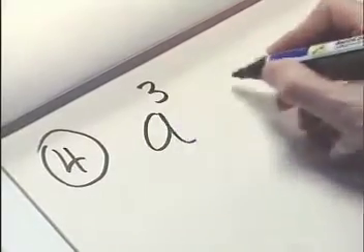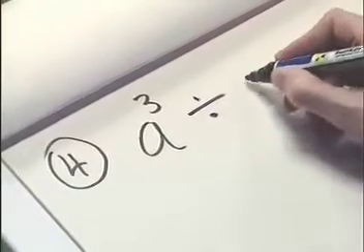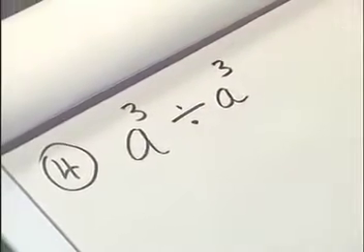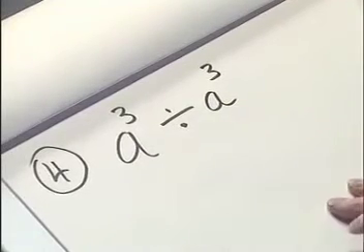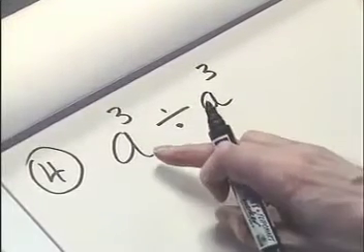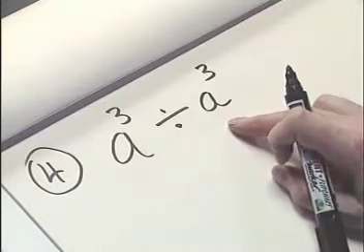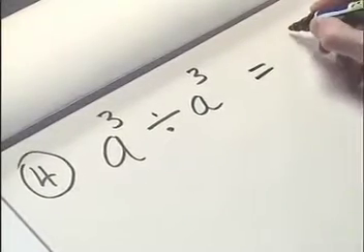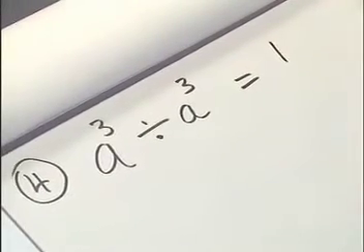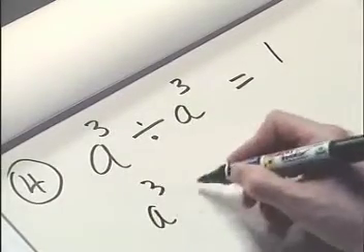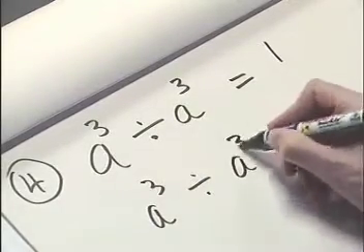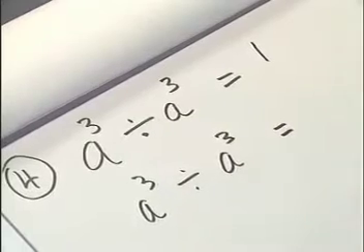Let's have a look at a cubed divided by a cubed. Well, we know the answer to that. A cubed divided by a cubed, we're dividing something by itself, so the answer has got to be 1. Fine. Let's do it using our laws of indices, our rules.